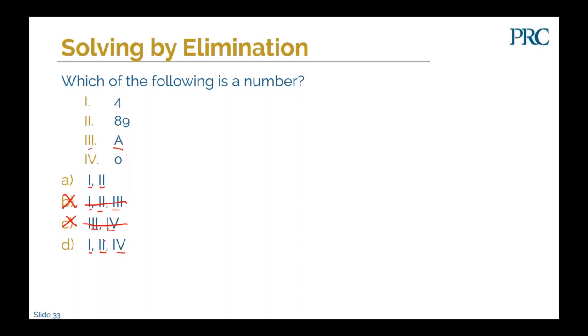Now we are deciding between options A and D. What's common between A and D? 1 and 2. So 1 and 2 are correct. I don't need to read them. I only now need to read option 4. If 4 is a number, the answer is D. If 4 is not a number, the answer is A. So I read 4, it's a 0, it's a number, so the answer is D. How many options did we read? 2.